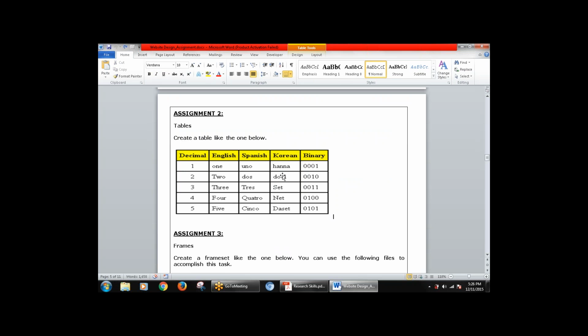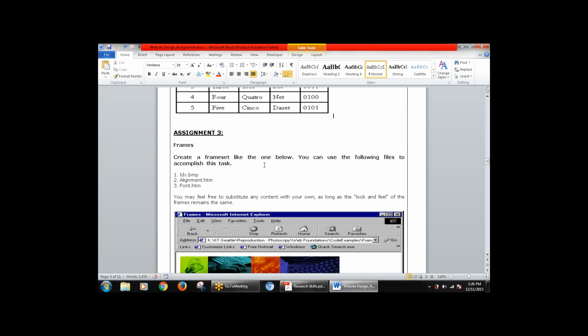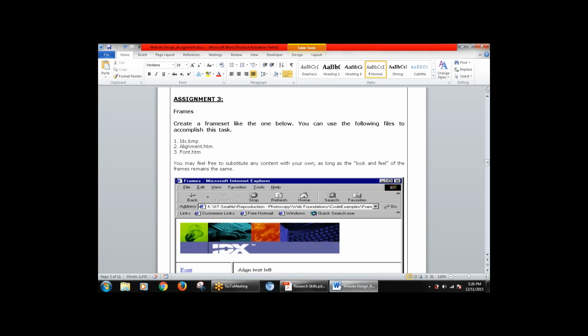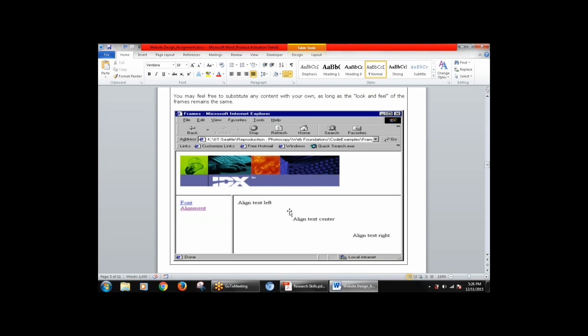Then assignment number 3 is based on frames. Now you have to create a frameset like the one below, and you can use the following files to accomplish this task: index.bmp, alignment.html, and font.html. That means there are 3 frames: one frame contains the image, one contains the alignments, and one contains the font.